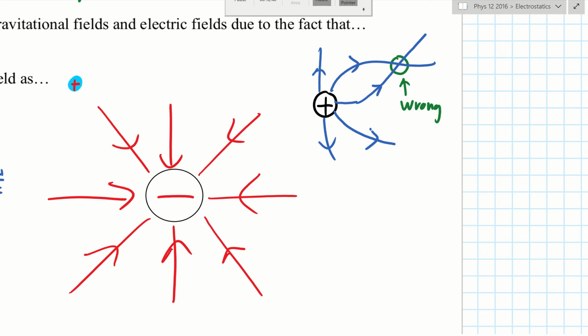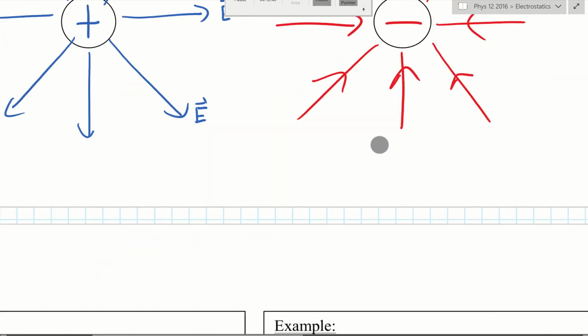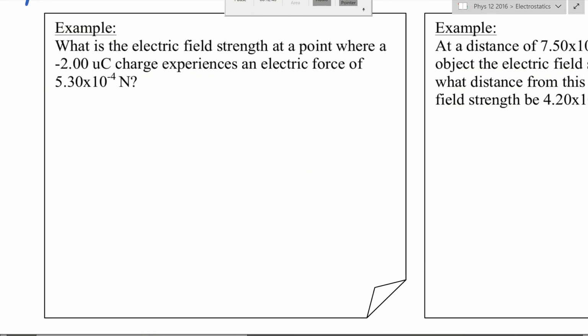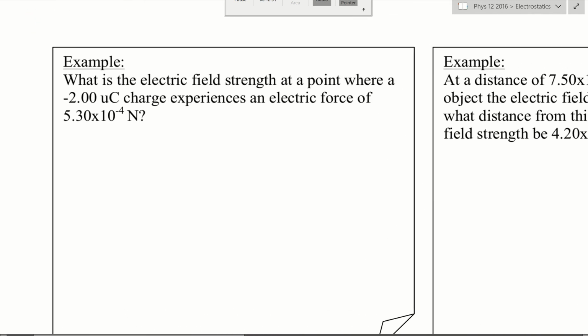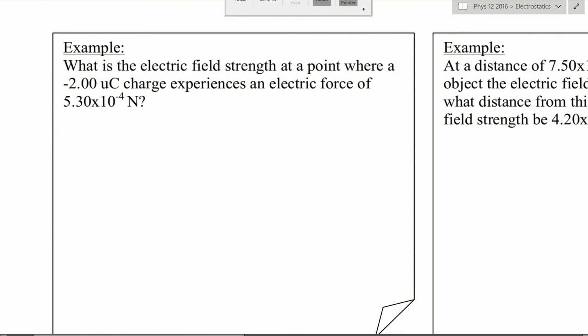Okay, so let's do a calculation first, and then electric field drawing for multiple charges. Let's do one question first. What is the electric field strength? How strong is the electric field at a point from a negative charge that experiences an electrical force of 5.3 times 10 to the negative 4? This one is pretty easy. If you remember the definition of electric field, it's electric force over charge.